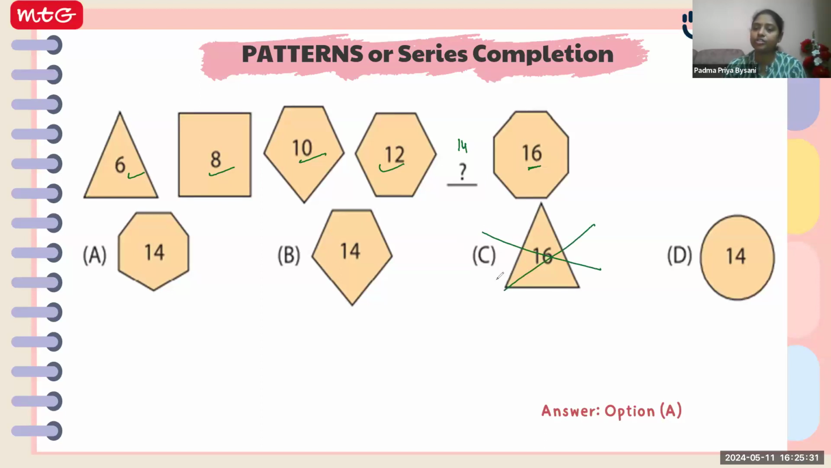Out of the remaining 3 options, if you observe, one more thing to be observed is not only the number, the shape is also varying. This shape has 3 sides, and 3 into 2 is 6, the number inside it. The next shape has 4 sides, so 4 into 2 is 8, the number inside it. In the same way, every number inside the shape is nothing but how many sides it has multiplied by 2. So to have 14, the figure should have 7 sides. Which figure is having 7 sides here? 1, 2, 3, 4, 5, 6, 7. So A is the right option.